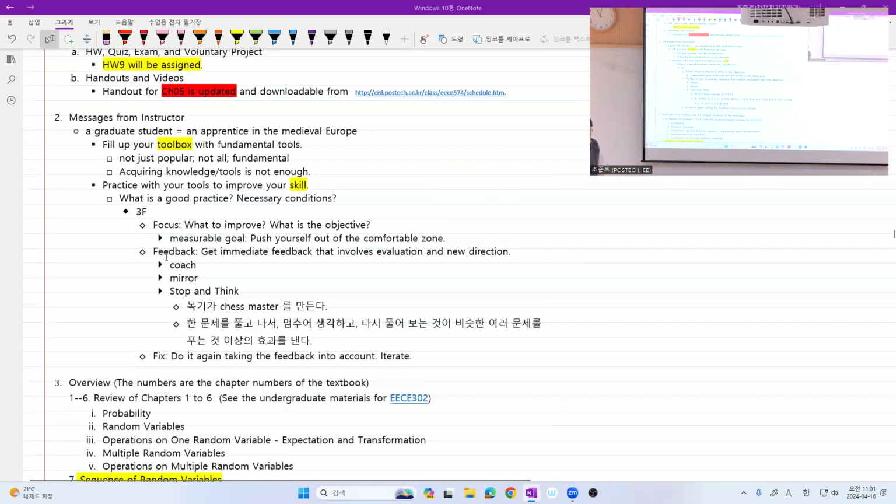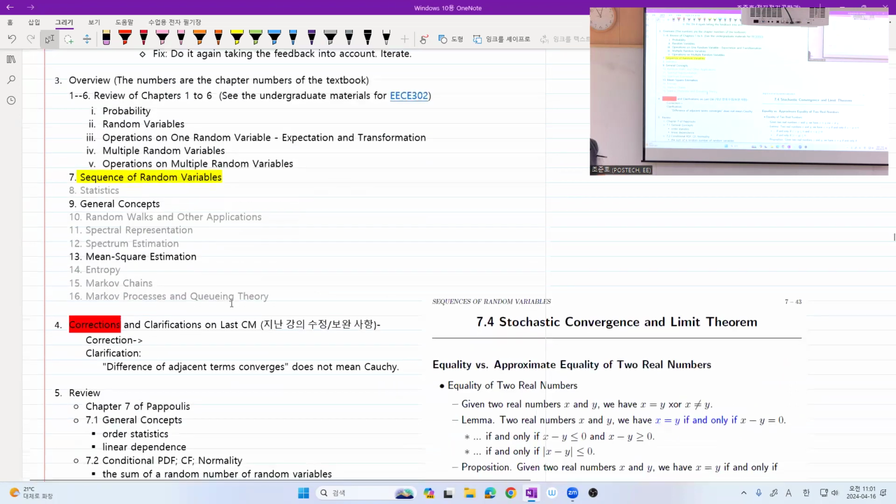Messages from instructor. As a graduate student, you must have your own toolbox, but not only must you collect tools, you must also be very, very skillful, which means that you need a lot of practice with those tools. Got it? So try to fill up your toolbox and improve your skill. That is today's message. Let's overview what we have been doing.